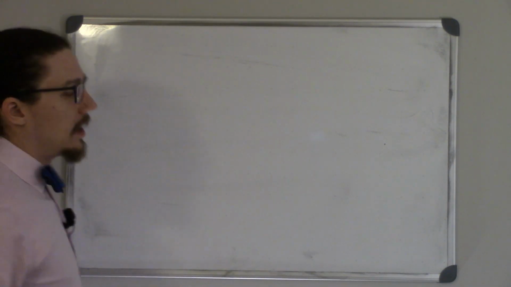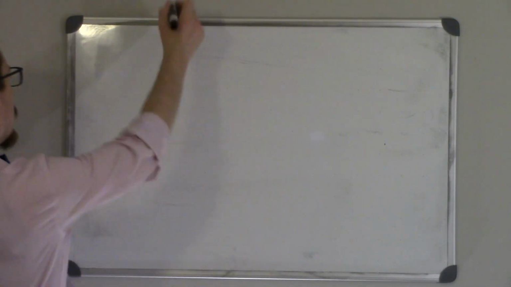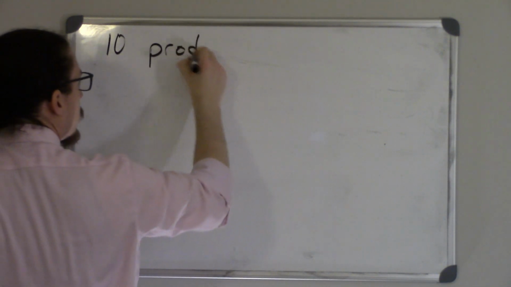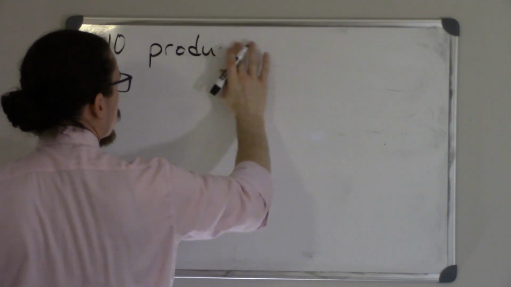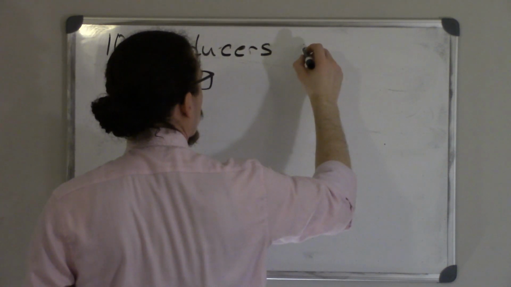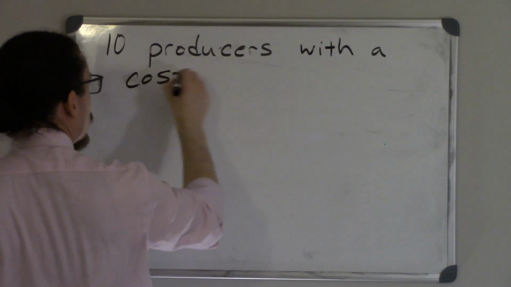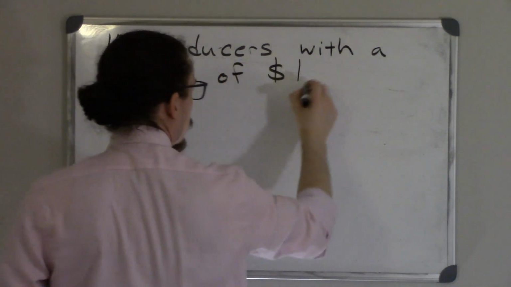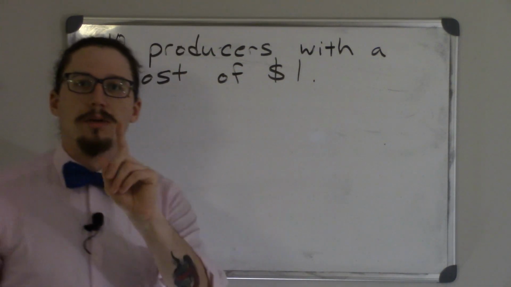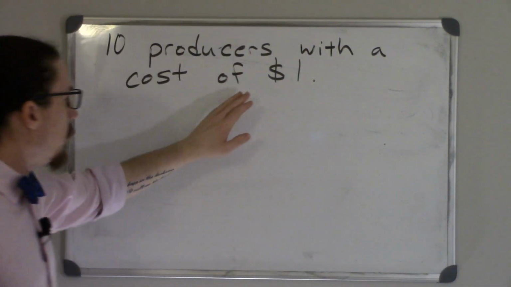But let's say that we are looking at the production of some good. And let's say that there are 10 producers with a cost of $1. For simplification, let's say that each producer is only going to produce 1 unit of this good, again, just for simplification.